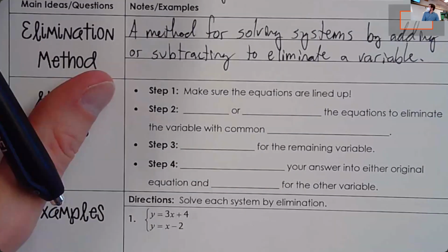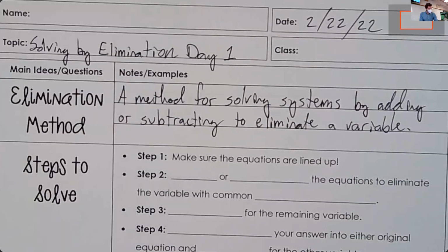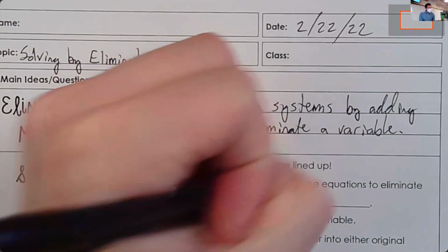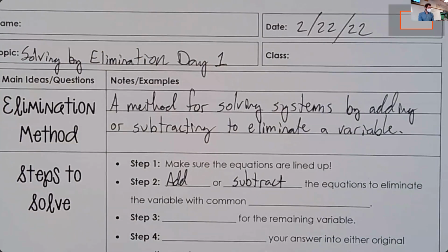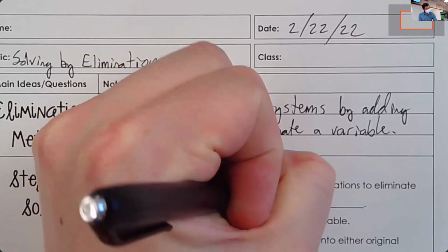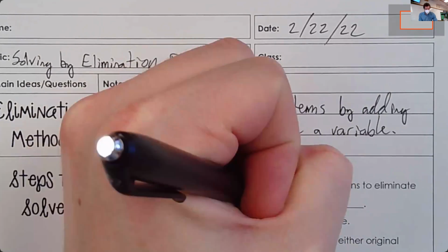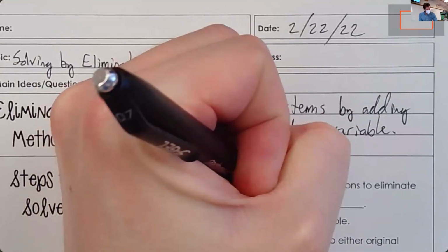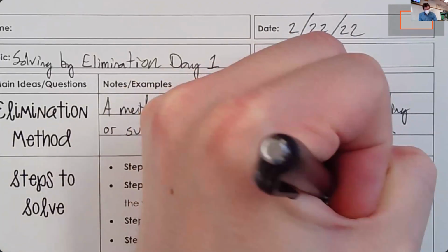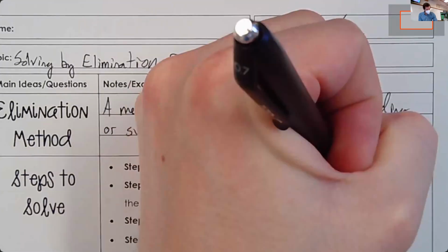Step 2 is to add or subtract the equations to eliminate the variable with common coefficients. The word here is coefficient: the number in front of x or y is called a coefficient. So common coefficients. And again, these are just the numbers next to variables.